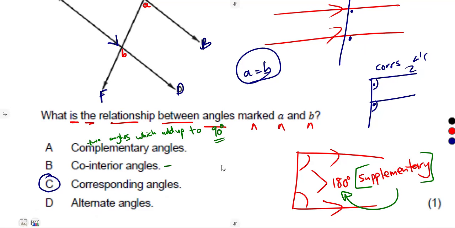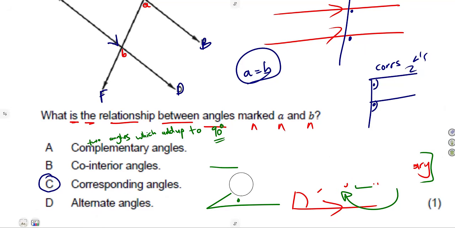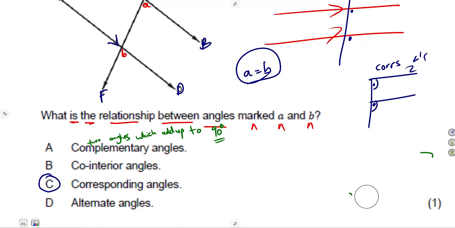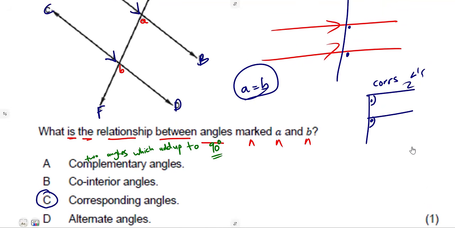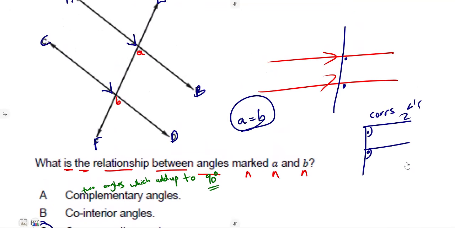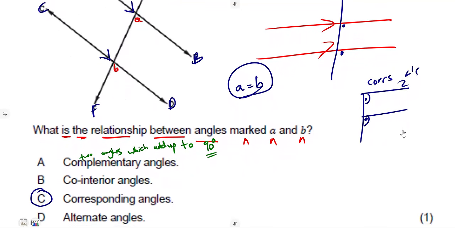All right, so this is co-interior. Then alternate angles. Remember, that's where we are forming a Z, alternate angles. So that one is totally out. All right, so that is the condition. Remember your properties. So guys, we just need to understand the basics of your properties from your geometry. That can be very helpful.